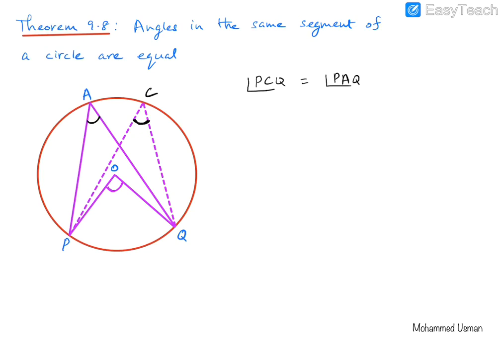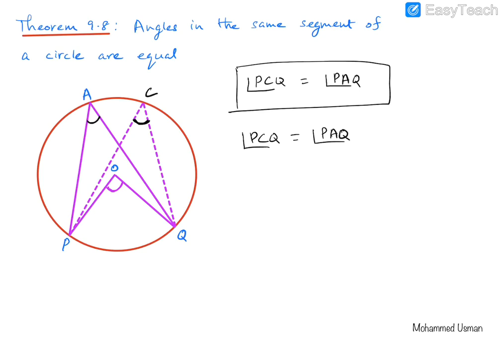So both the angles PAQ and PCQ must be half of the angle subtended at the center. So the first observation is that PCQ is equal to PAQ, and both of these should be equal to half of the angle subtended at the center. So angle PCQ should be equal to angle PAQ, and both of these should be equal to half of angle POQ, which is the angle subtended at the center of the circle. So like this, we could have had any point on any part of the major arc. All of those angles would be the same.